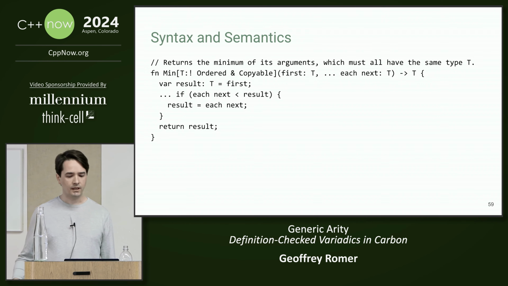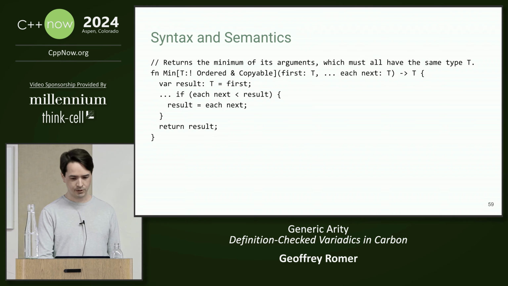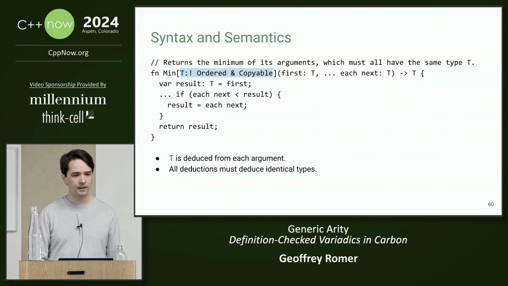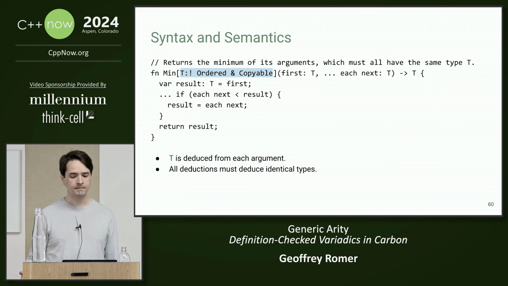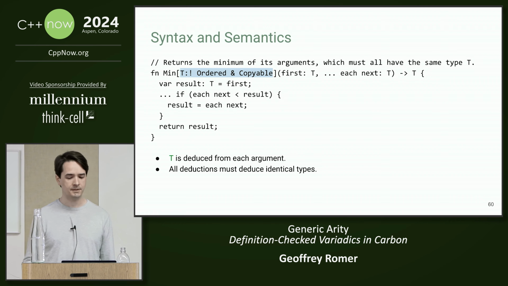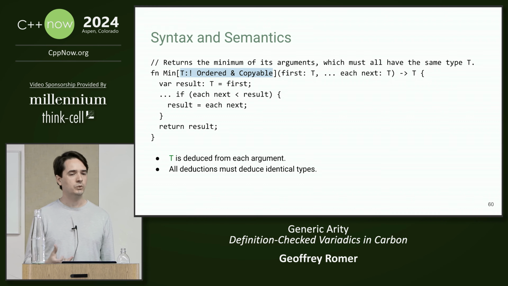So here's min, which returns the minimum of its arguments. And there are a couple interesting things to notice here. In this case, t is not a pack because it's not declared with each. So we have to deduce a single type from all of the arguments. The current rule in that situation is that all of those deductions have to deduce identical types, so that you need to call this function with arguments that have identical types.